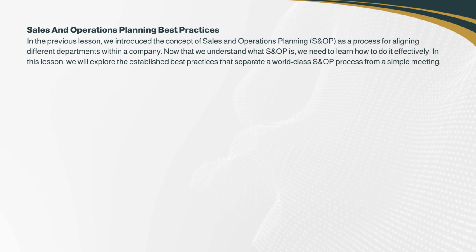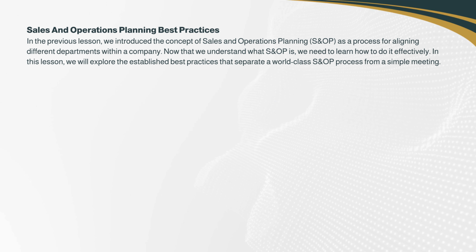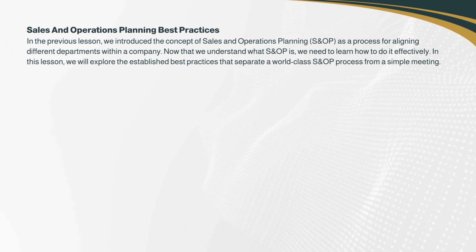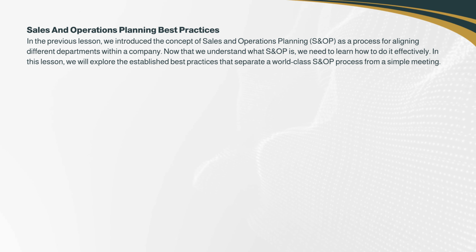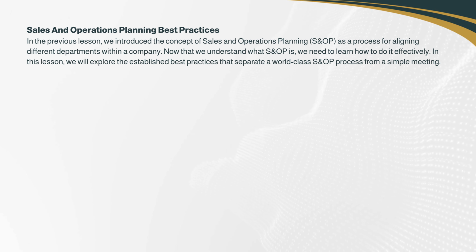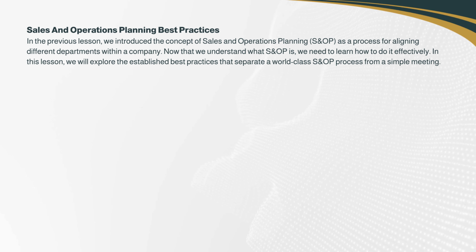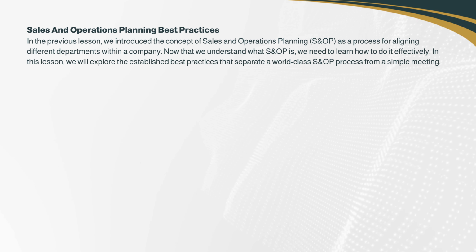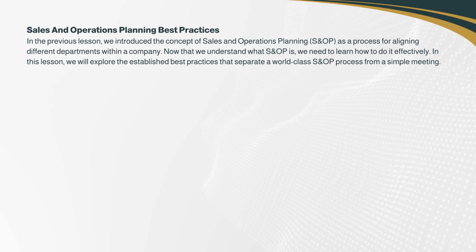In the previous lesson, we introduced the concept of Sales and Operations Planning, S&OP, as a process for aligning different departments within a company. Now that we understand what S&OP is, we need to learn how to do it effectively. In this lesson, we will explore the established best practices that separate a world-class S&OP process from a simple meeting.